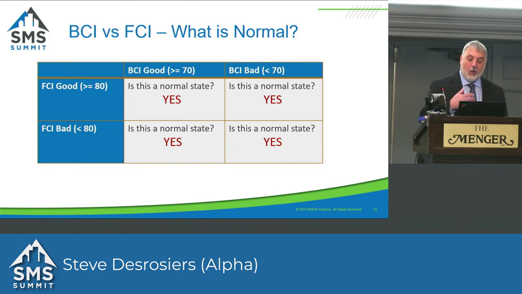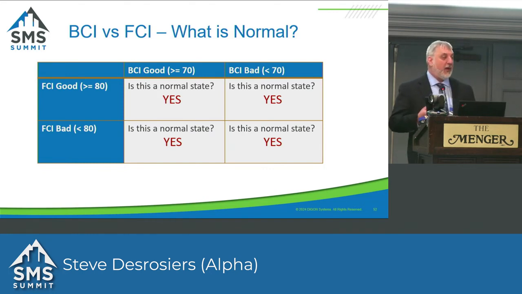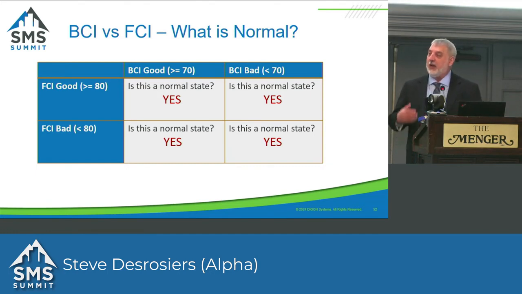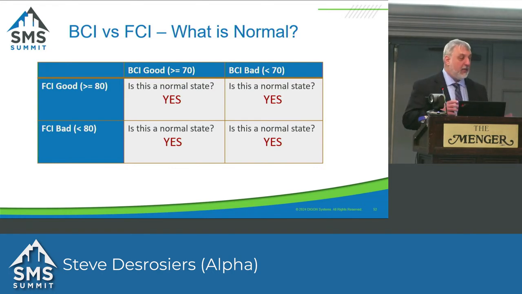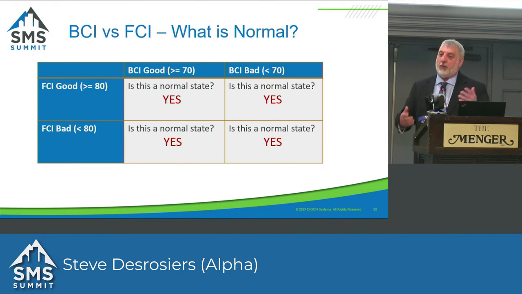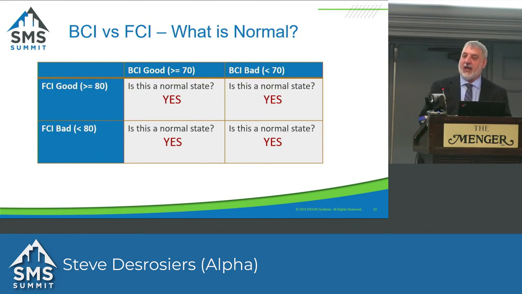So when I looked at the 4 different possible states of good and bad BCI, good and bad FCI, I found that you can have all 4 states in a normal building. Just keep in mind that this was all done under one set of business rules. If you change the replacement threshold on things, if you change what threshold you want for a bad BCI, you have to do this again to see what combinations of those things actually happen.